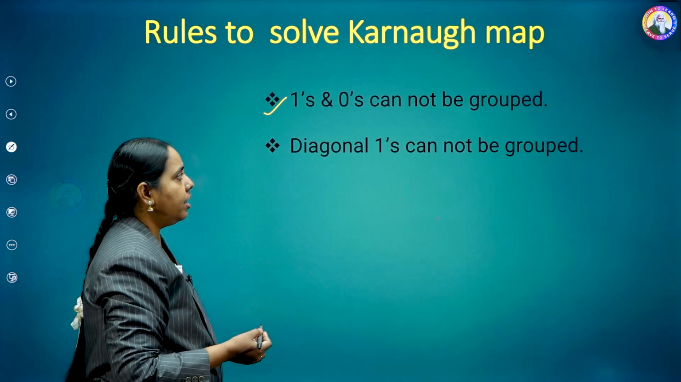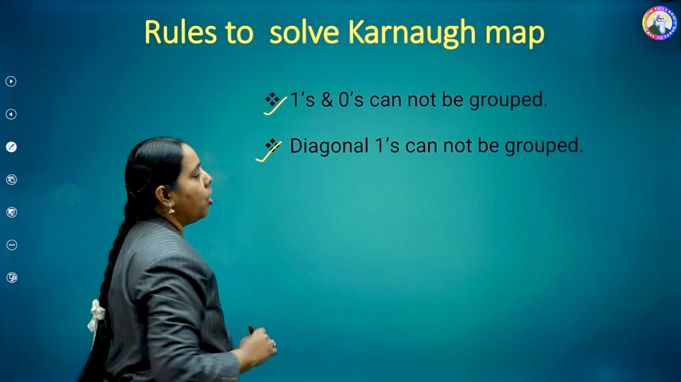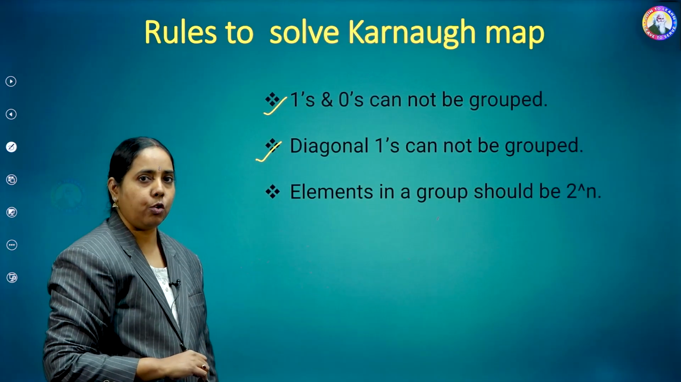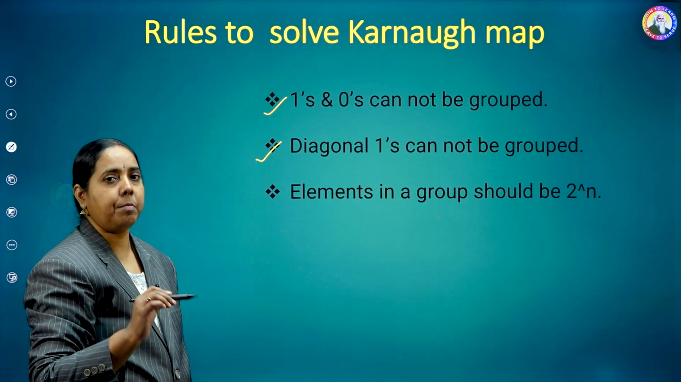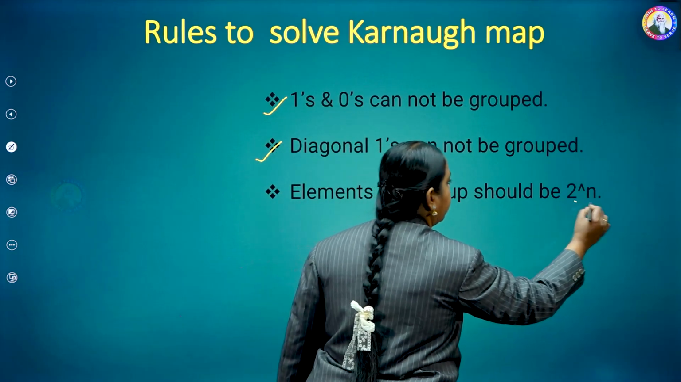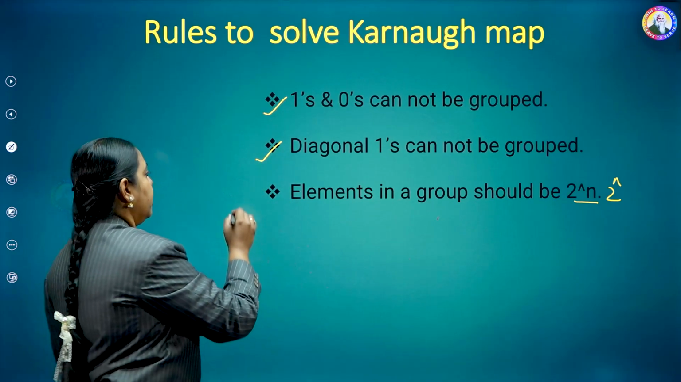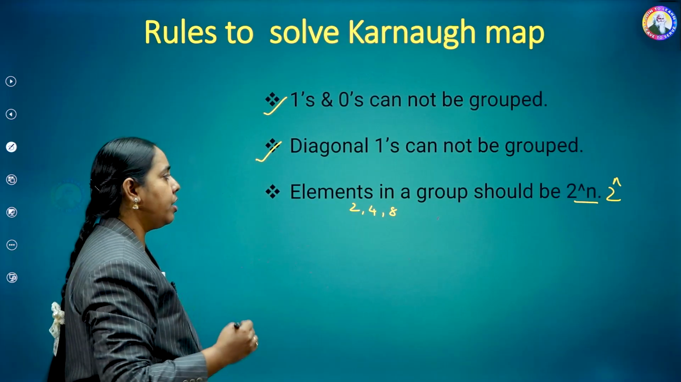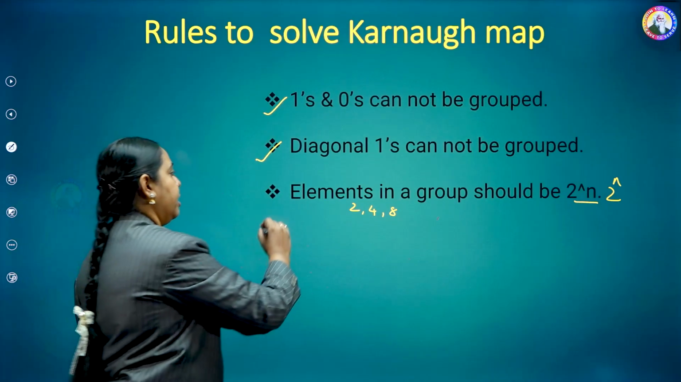Next, diagonal ones or zeros cannot be grouped. The third rule is that elements in a group should be 2 power n. While grouping the ones or zeros, the group size should be a power of 2, like 2, 4, 8: 2 power 1, 2 square, 2 cube. So elements in a group should always be 2 power n.